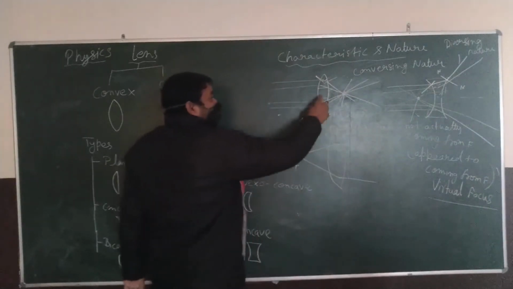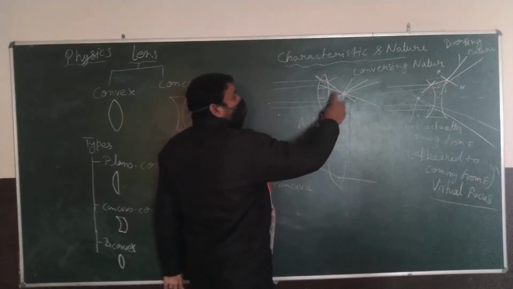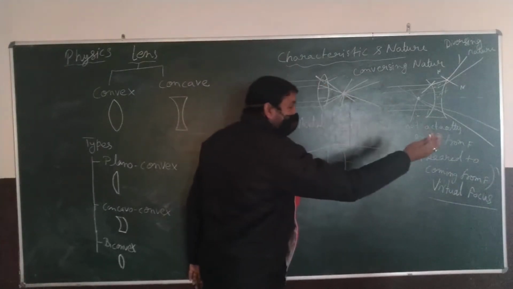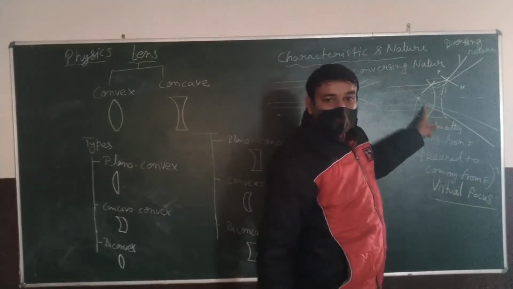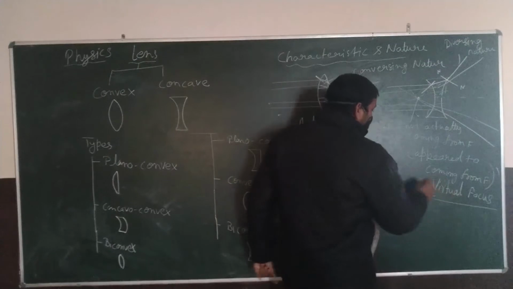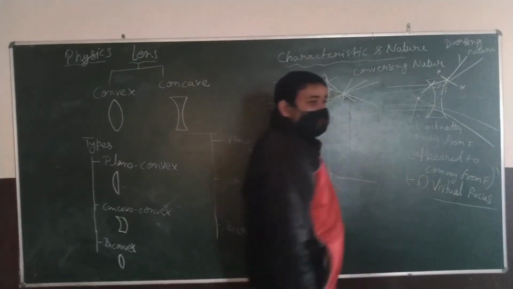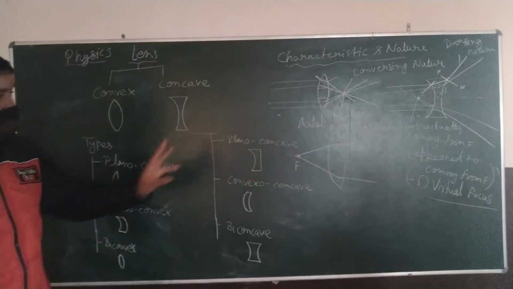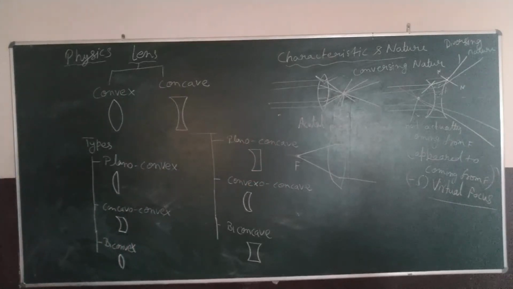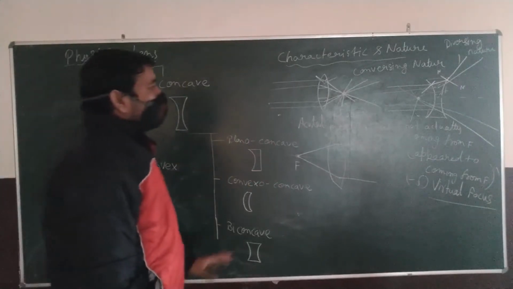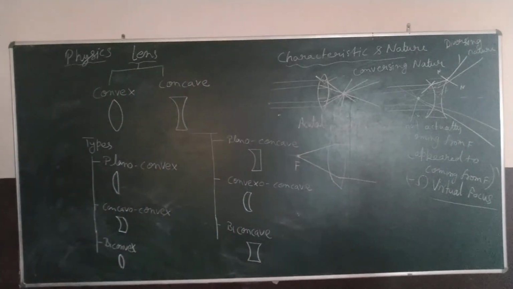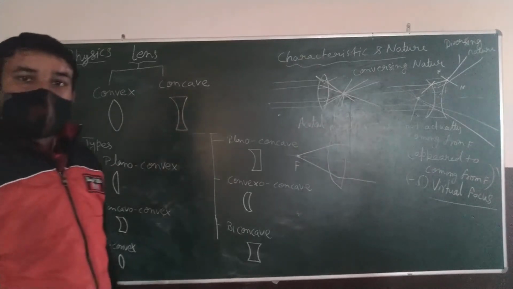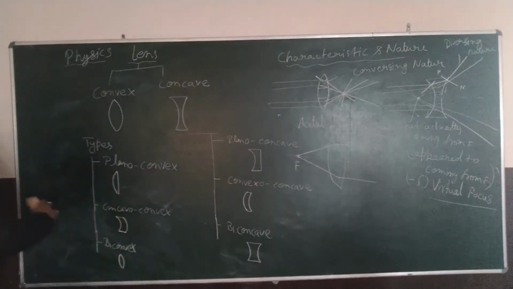Second, the focal length for the convex lens is toward the right, so it is positive, and for the concave lens it is toward the left, so it is negative. Are these things clear or not? Now we understood about the image formation by the lenses. Note it down. Yes, correct?